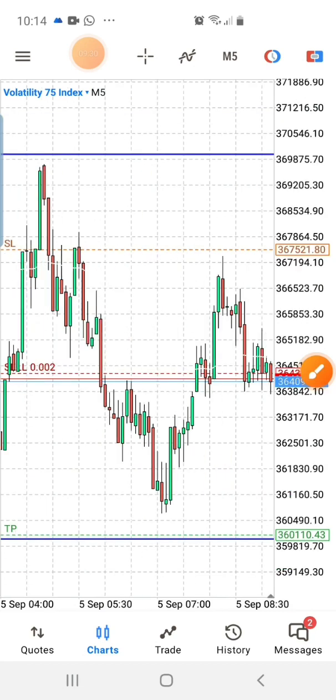Okay, so even right now the price is actually just wasting time. It's not making the kind of move I want, because I want it to hit my TP live.